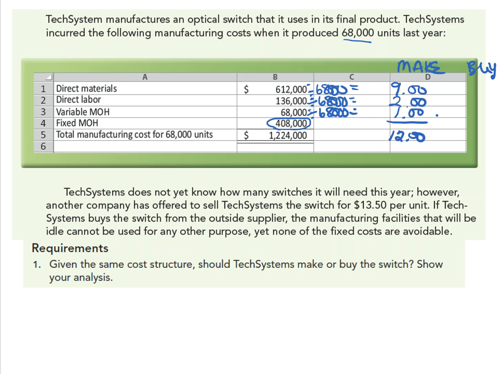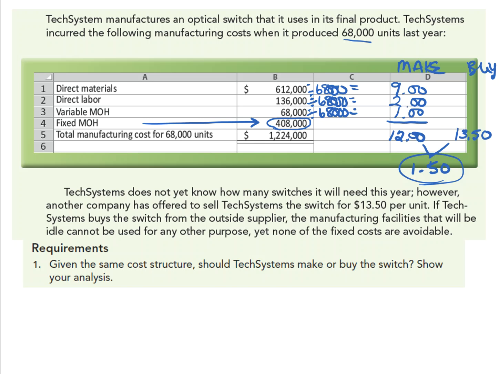Now if we buy the unit from outside, it's going to cost $13.50, we're told. So this is a difference now of $1.50 per unit. The reason we are not addressing this 408,000 is because it does not vary between the two options. It's going to be the same, so we can ignore it in this particular case. So right now, it looks like if we buy, we will actually end up spending an additional $1.50 per unit.